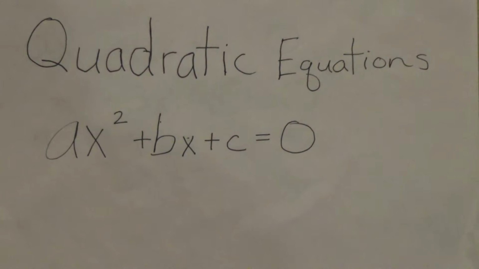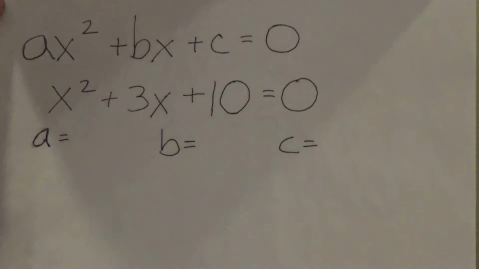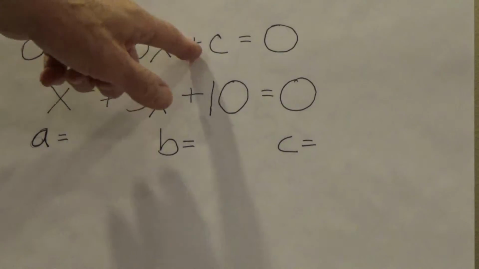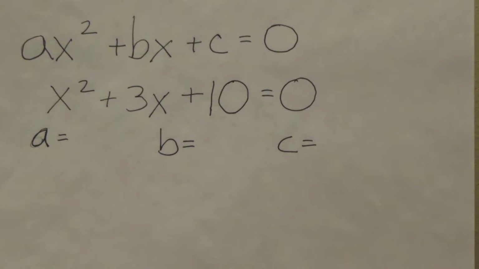And the first thing we will look at is making sure we have the correct form and can identify A, B, and C. Okay, you see the form ax squared plus bx plus c. And this, of course, is plus or minus, and this is plus or minus. And we have the example x squared plus 3x plus 10.